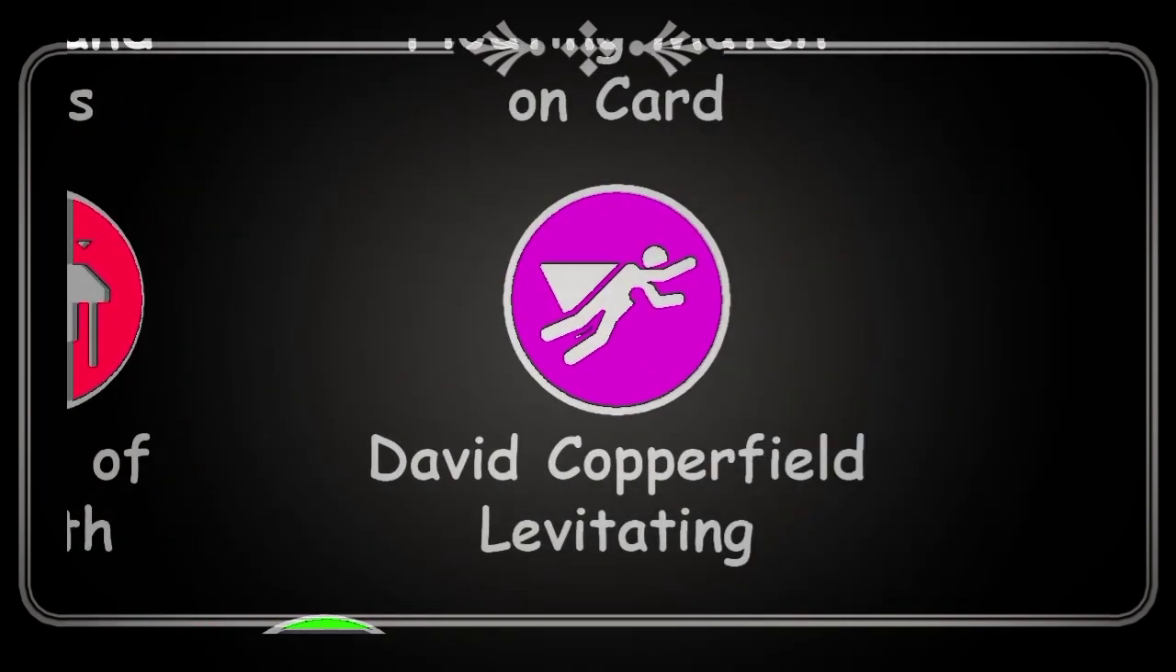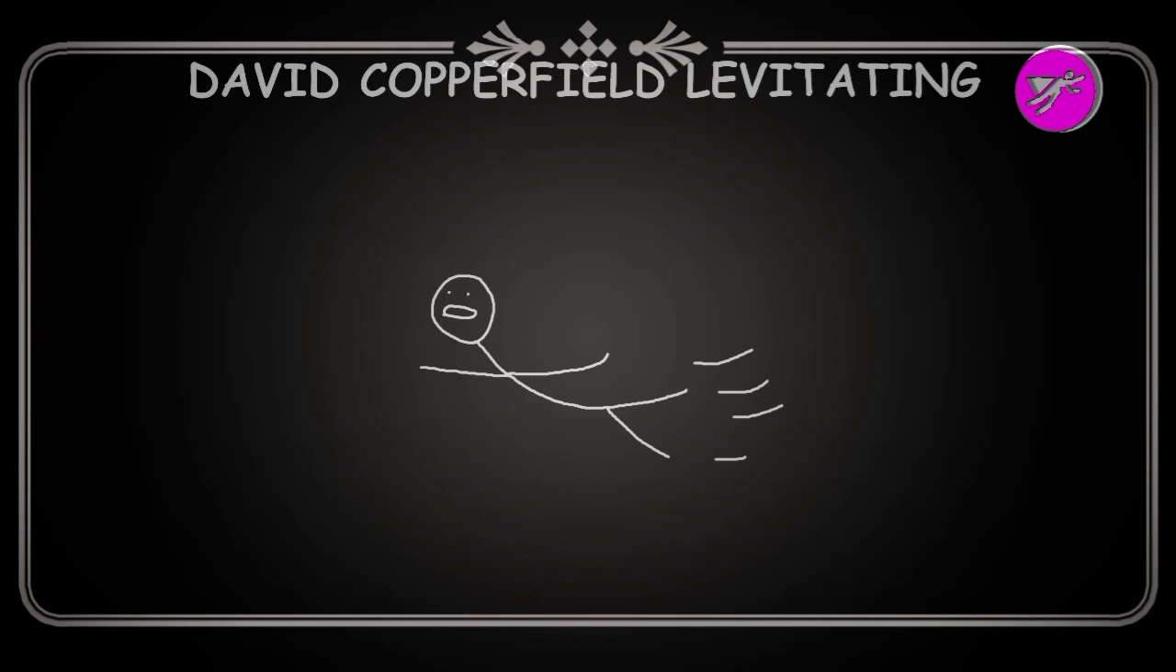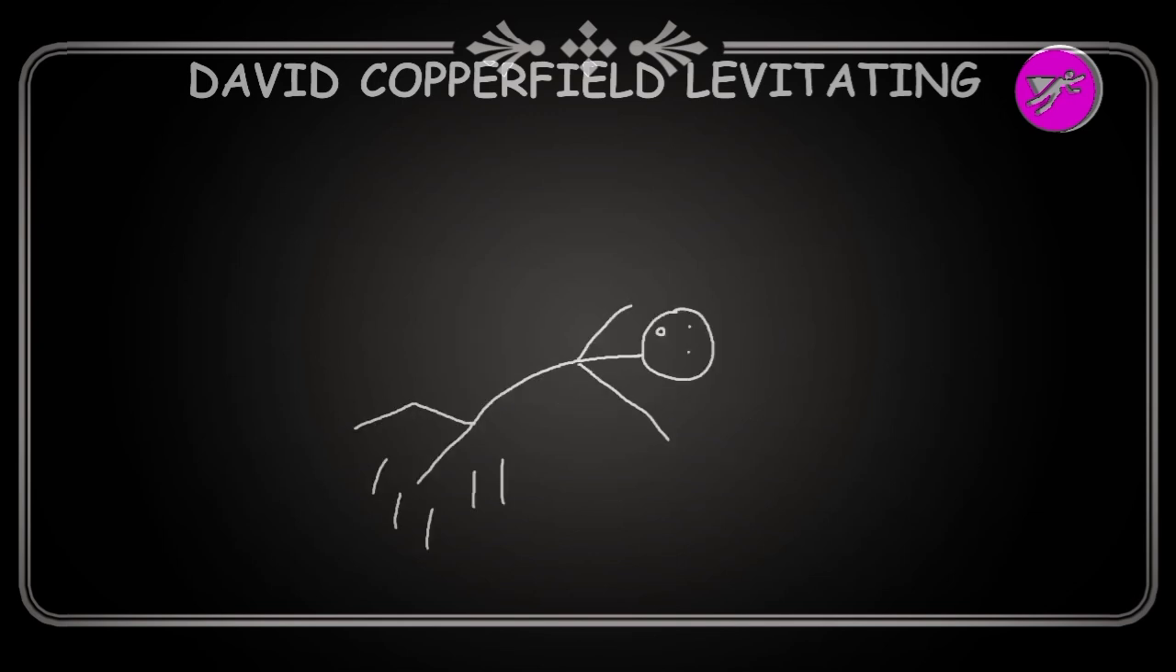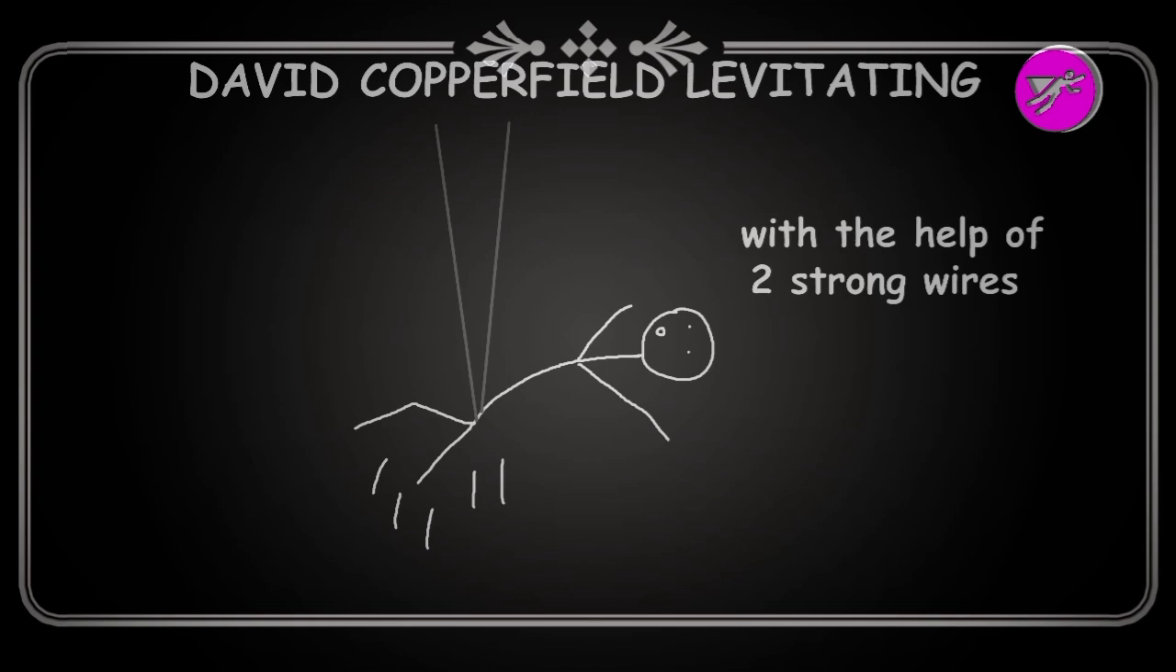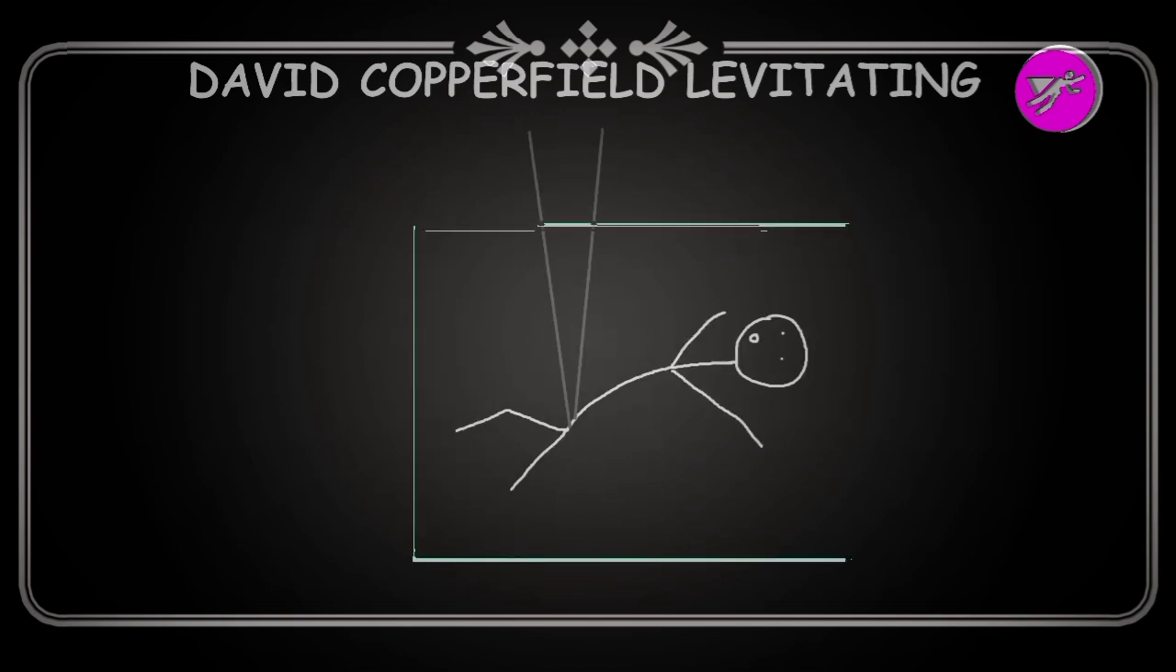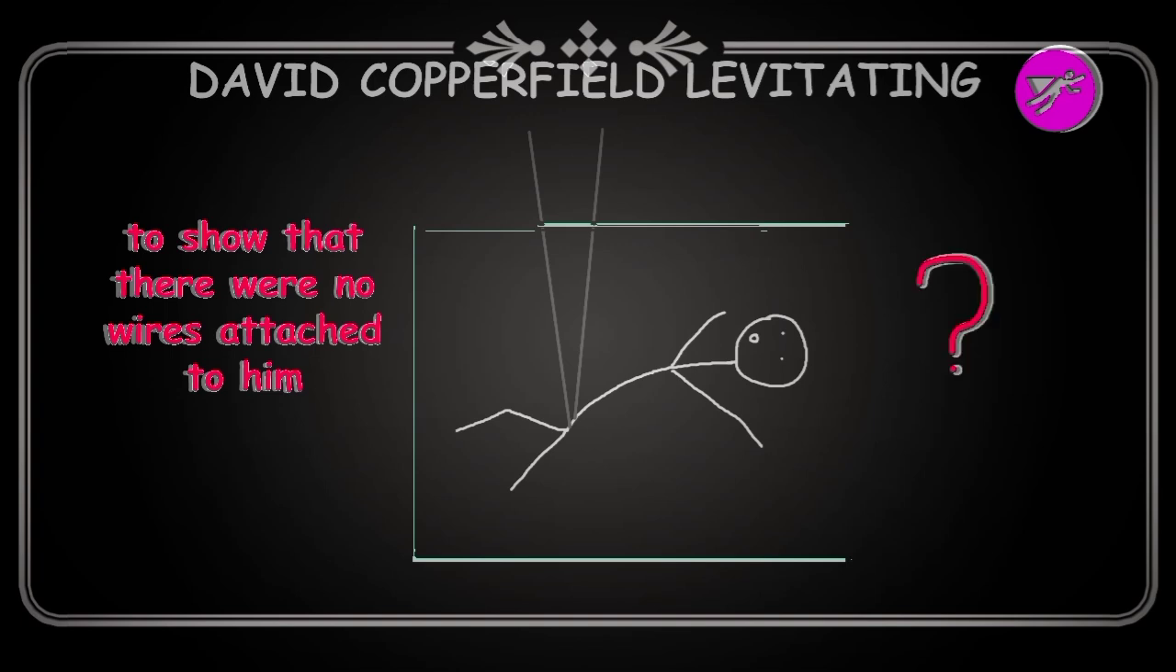David Copperfield levitating. Copperfield performed a levitating performance where he flew all over the stage and did acrobatic moves in the air. David flew with the help of 2 strong wires that were attached to an acrobatic belt, but he used rings and a glass box to show that there were no wires attached to him. So how is that possible?